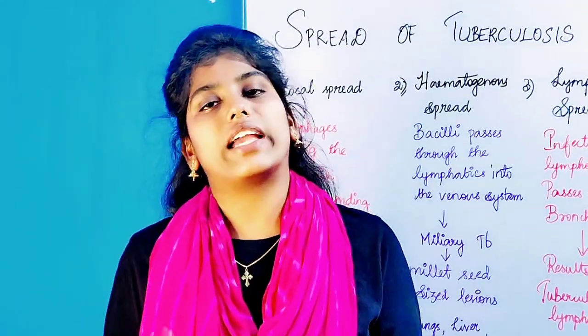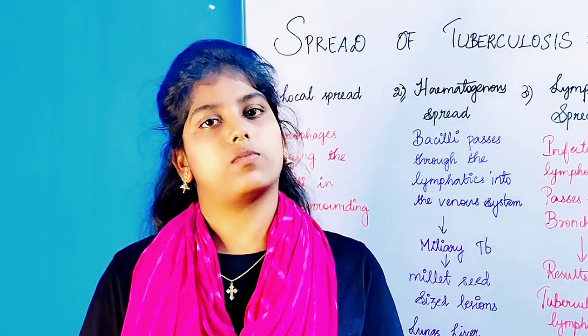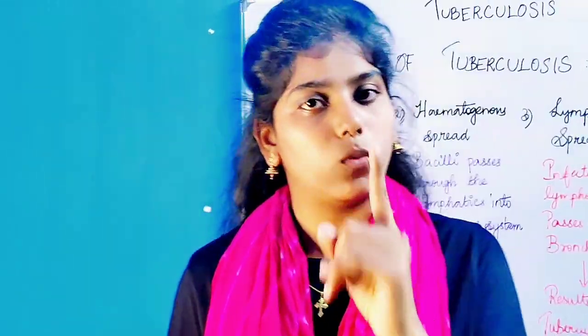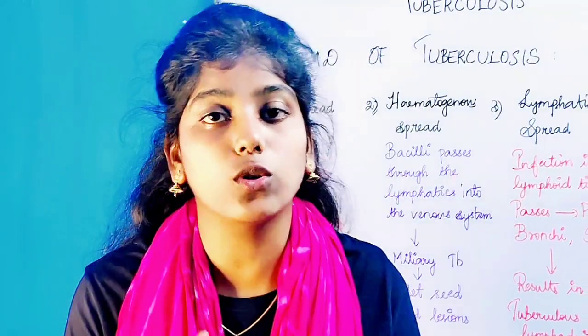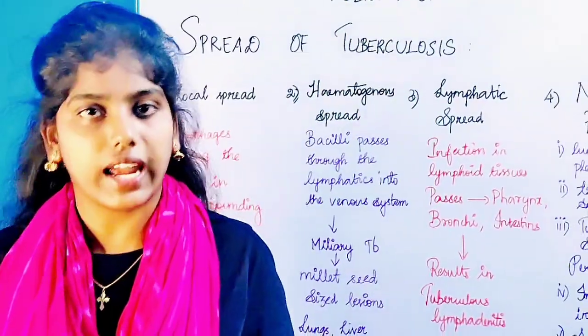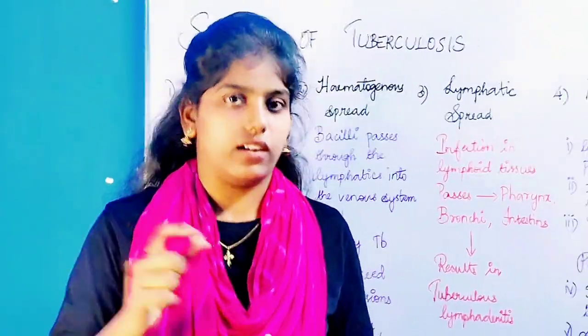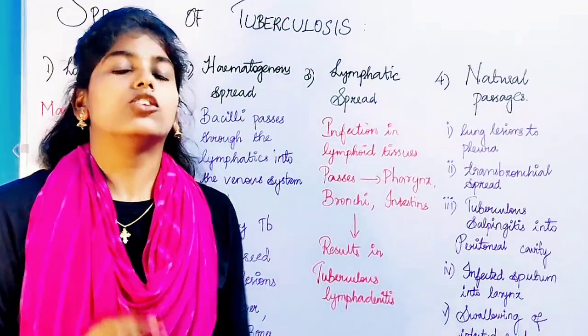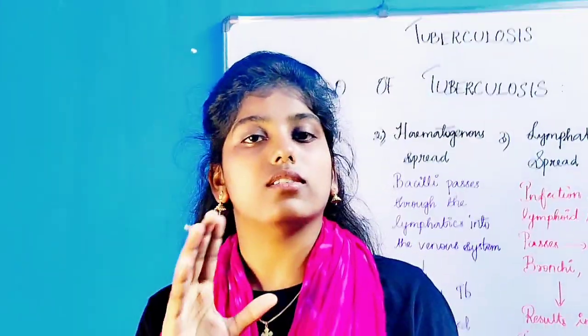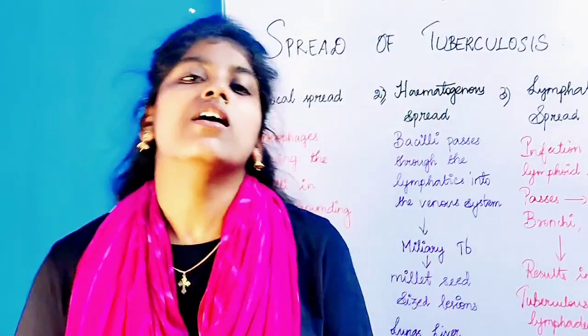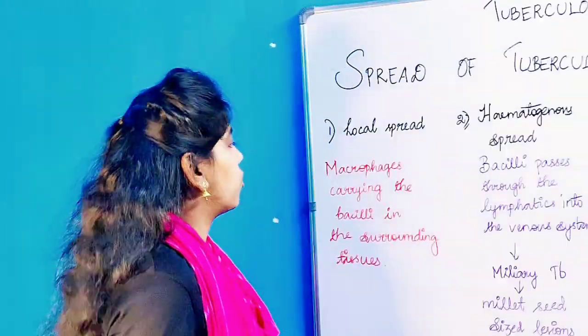We can classify the spread of tuberculosis by 4 methods. Number 1 is local spread. Number 2 is hematogenous spread. Number 3 is lymphatic spread, and number 4 is through natural passages. These are all the 4 sources of spread. First, we can see local spread.